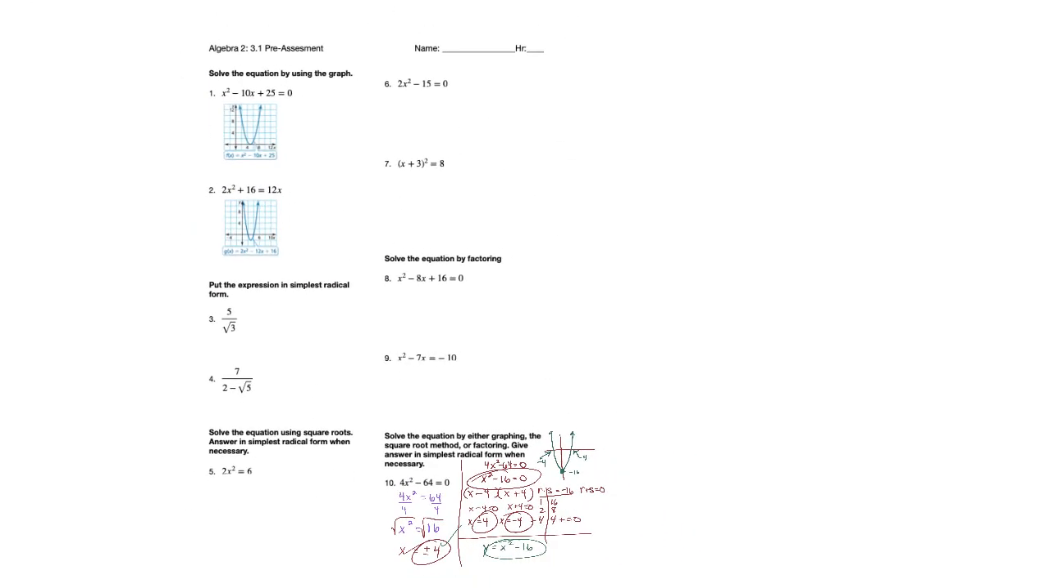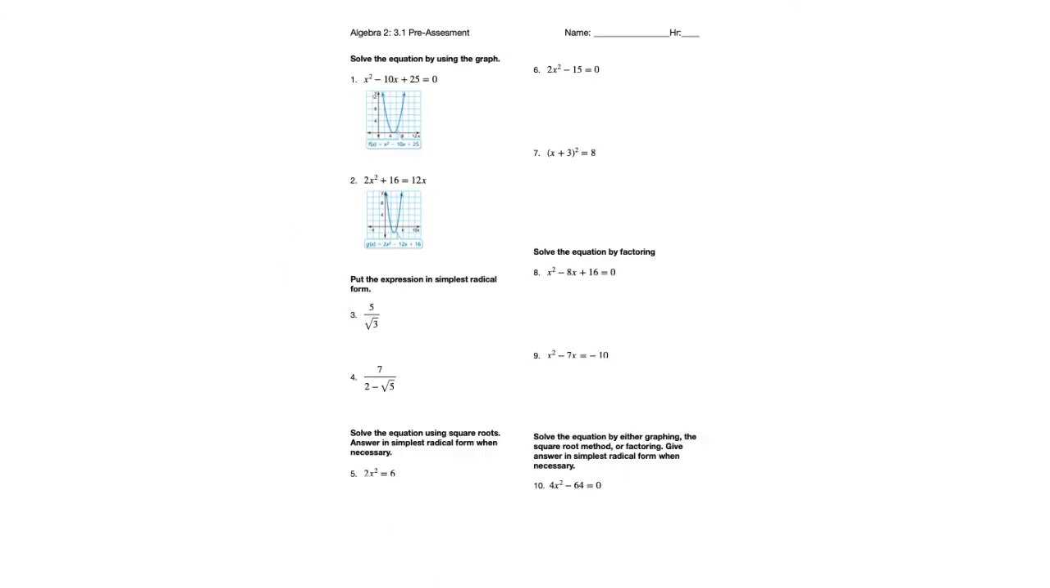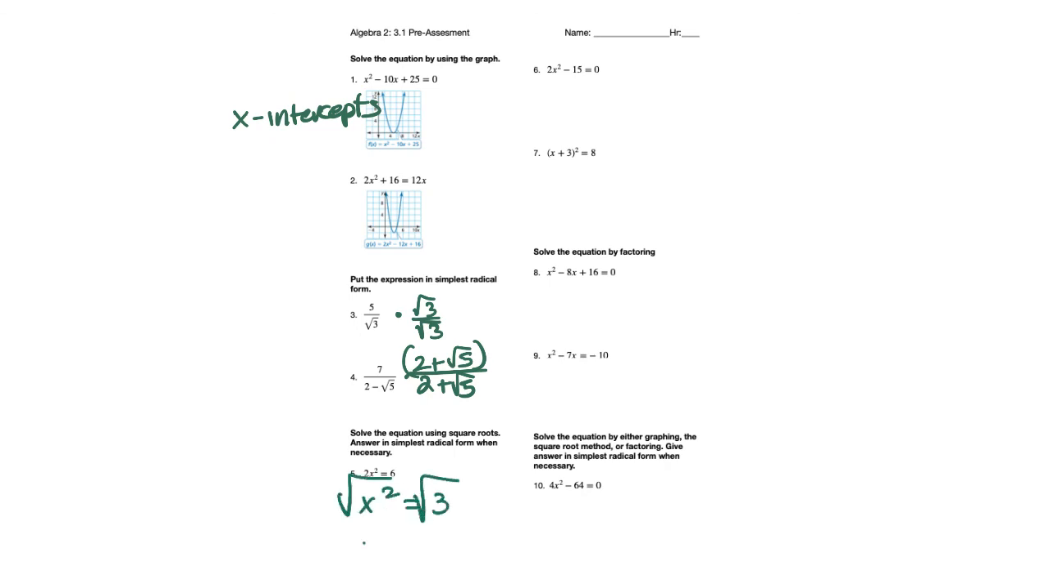So kind of to summarize all this, 1 and 2, find your x-intercepts. Problem 3, you got to multiply by the denominator to make it clean up. Problem 4, you got to multiply by the reciprocal to clean it up. Okay, square root method, you get the x squared alone, and then you square root both sides. Same thing with 6 and 7.